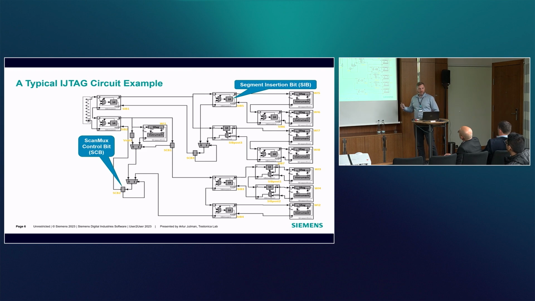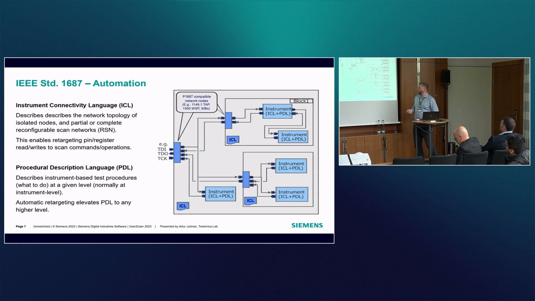of basic elements like scan registers, configuration bits, multiplexer control bits, and a very simple network. In fact, it looks like this. Here you can see basic configuration elements like the scan control bit, the scan multiplexer and the SIB implementation.